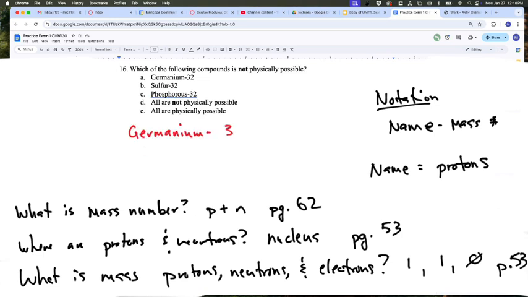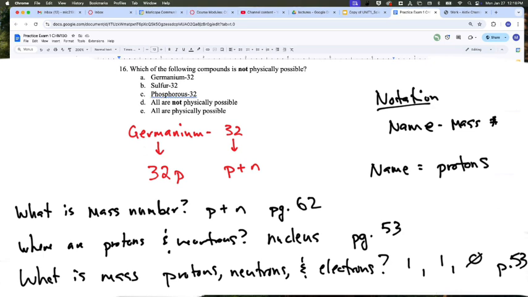What does that 32 mean? This is the protons plus the neutrons. What does the word germanium mean? 32 protons. How many neutrons do I have in germanium 32? None.